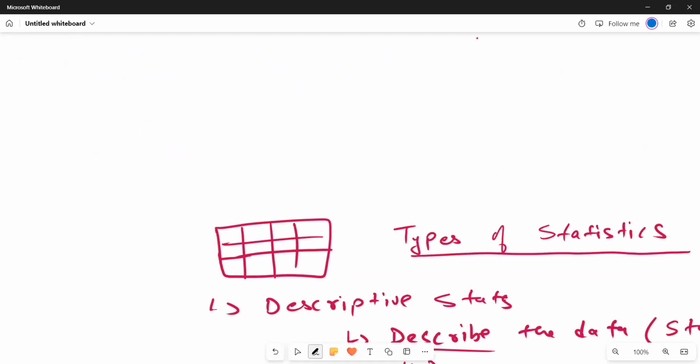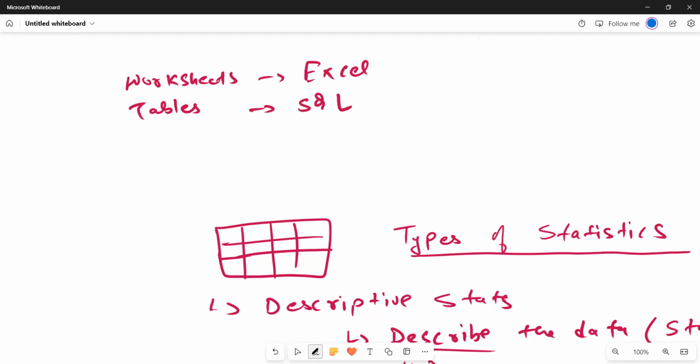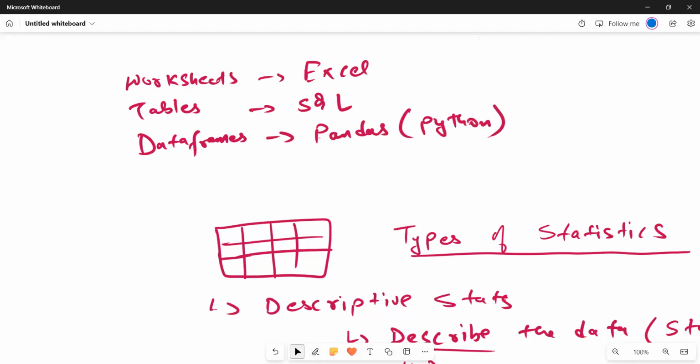All right, so these are referred to as worksheets when you work with Microsoft Excel. At the same time, these are referred to as tables when you work with SQL, which will be covered in the coming times. These are referred to as data frames when you work with pandas in Python. So for the complete machine learning that you're going to do, the tabular format in which your data will be represented will be data frames.